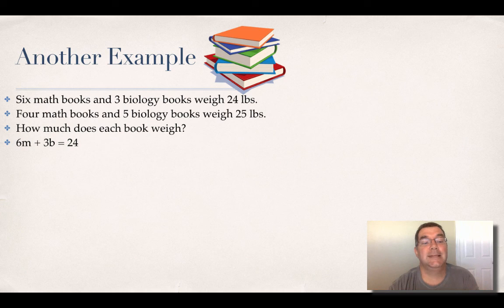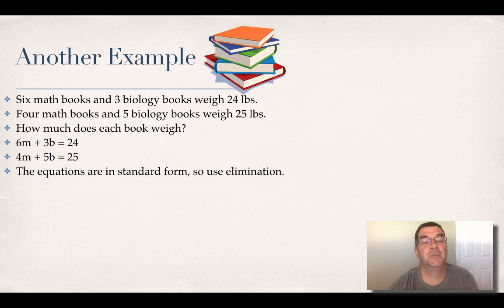So 6 math books plus 3 biology books is 24 pounds. 4 math books plus 5 biology books is 25 pounds. These are in standard form, so I'm going to use elimination, but the problem is the coefficients of the variables are not the same and they're not opposites, so I need to multiply. I randomly decided to make the m coefficients the same. So I'm going to multiply the first equation by 2 and the second equation by 3. That would make them both have 12m at the beginning.